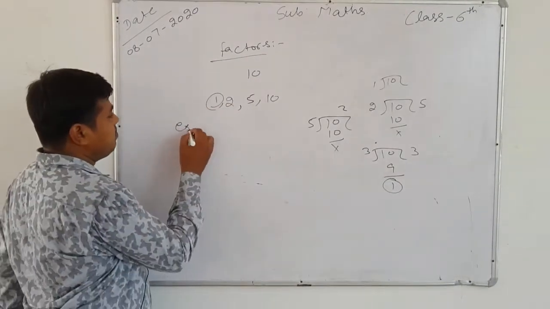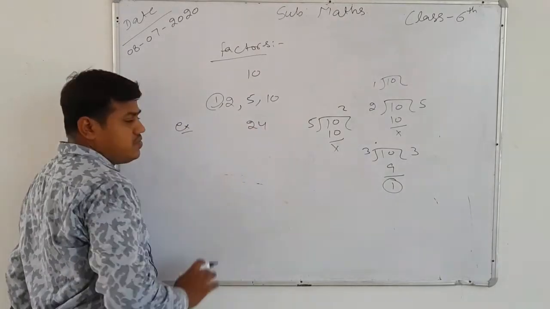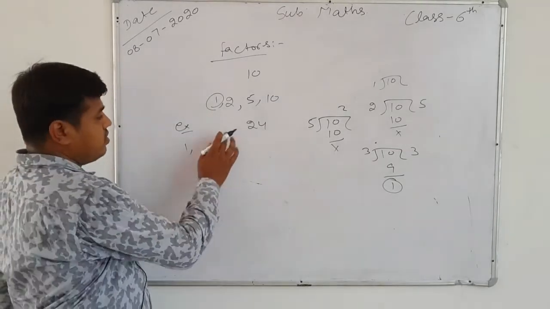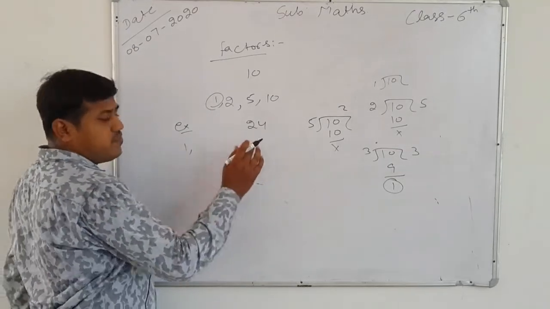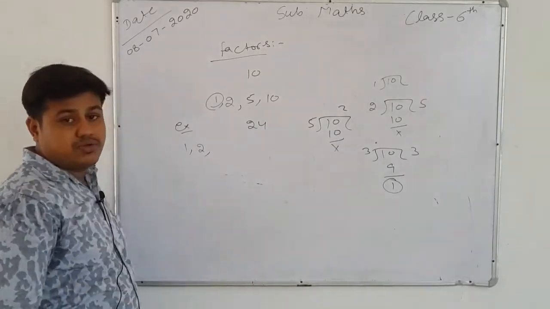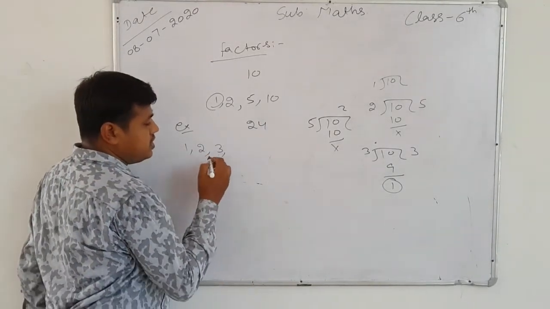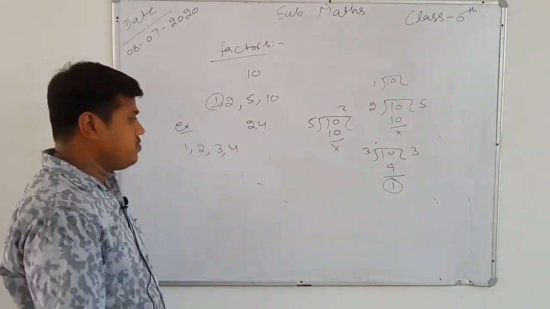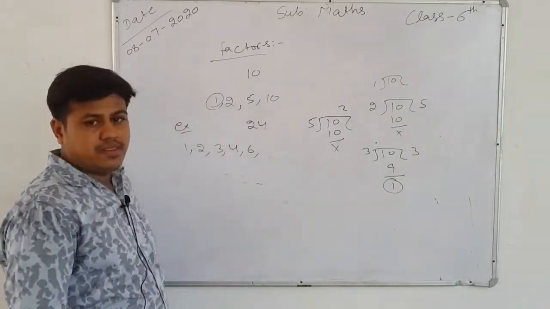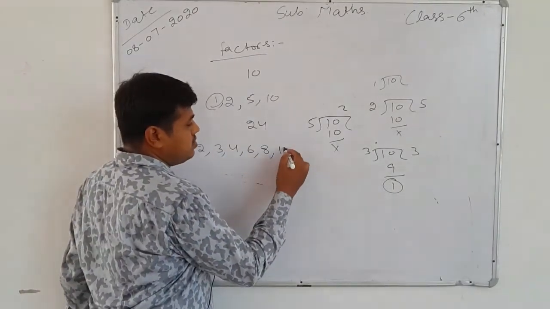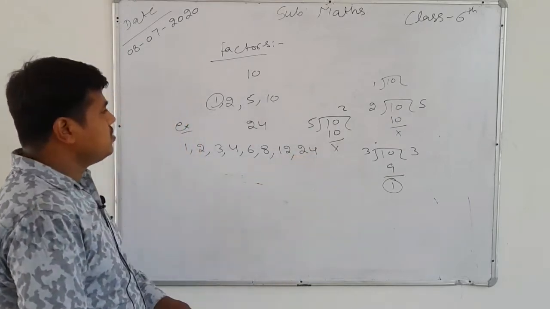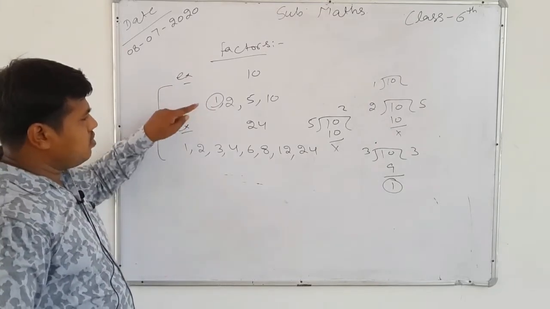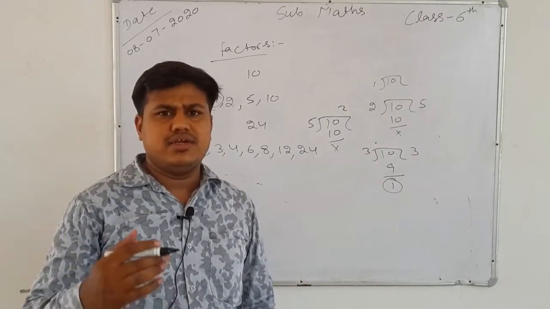Let's choose another example. If we choose 24, the factors of 24: 1 is also a factor, since 24 divided by 1 is completely divisible. 24 is an even number, so it is divisible by 2. 24 is also divisible by 3, 3 eights are 24. 24 is also divisible by 4, 4 sixes are 24. 24 is also divisible by 6, 8, 12 and 24.